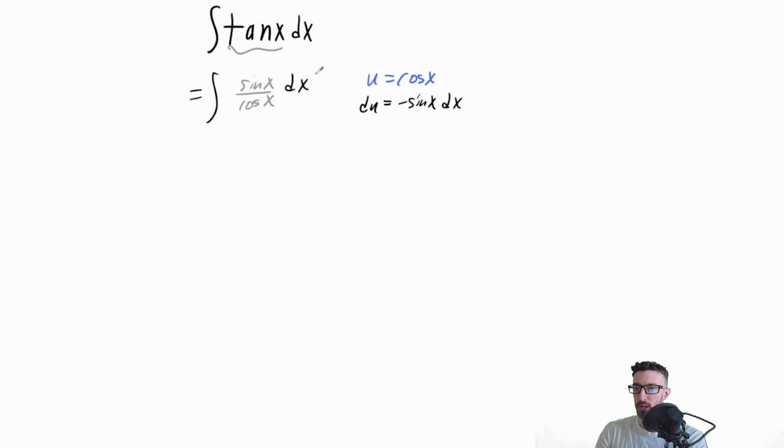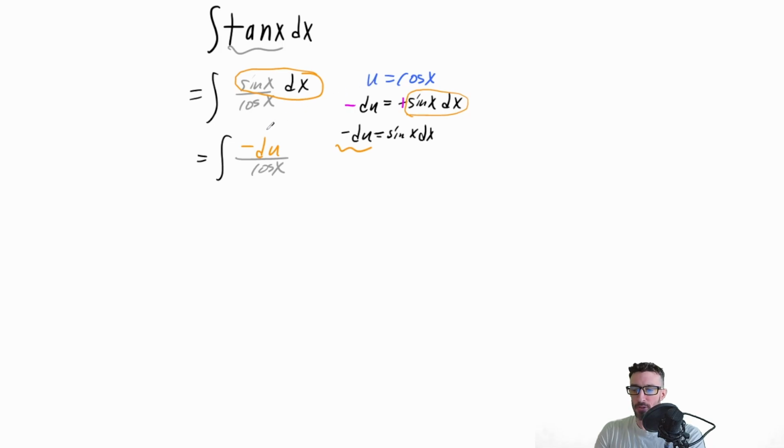Now that's really close to sine x dx. So all I need to do is just change the sign here to a positive, as long as I change this to a negative, and I find out that sine x dx can actually be swapped out with negative du. So I'm going to put a negative du where I see that, but then I still have to put over cosine x. But instead of writing it as cosine x, I'm going to remember that I wanted to write cosine x as u. So now it's negative du over u.